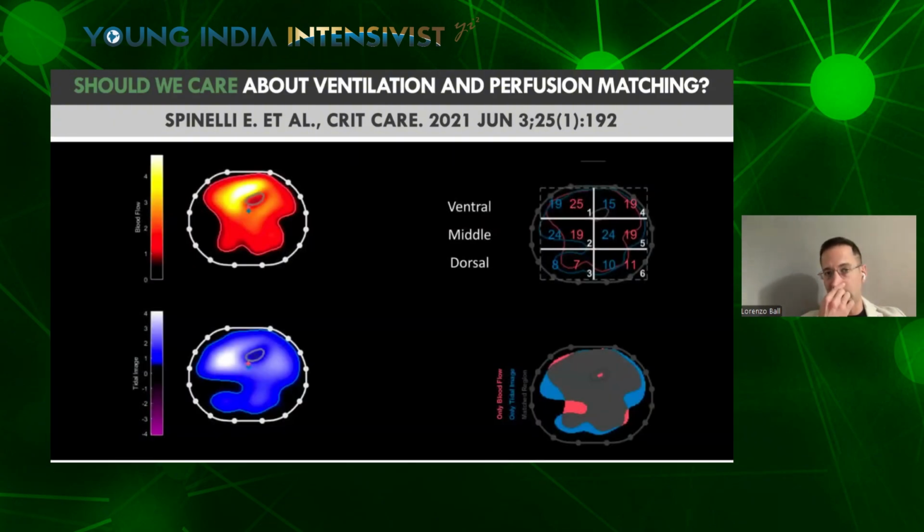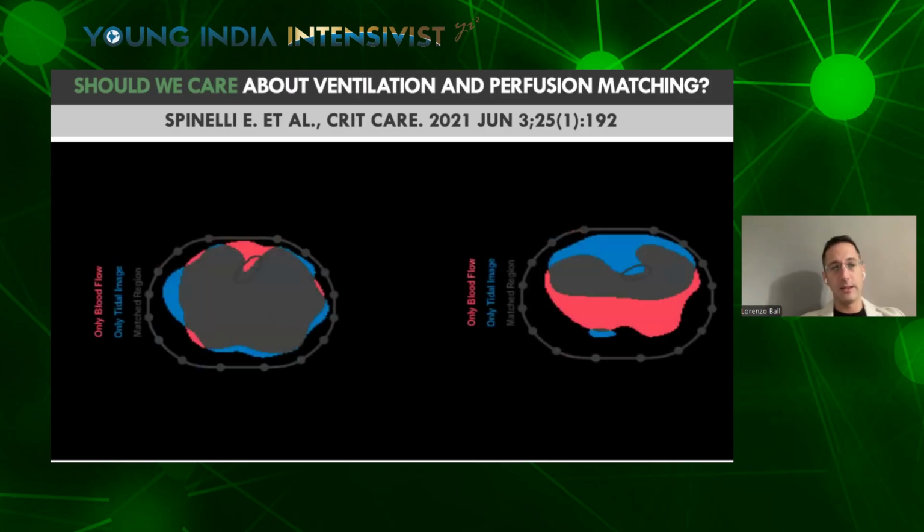This is a study conducted in 2021 by a group in Milan, in which the mismatch of ventilation and perfusion was measured using electrical impedance tomography. This group divided ARDS patients in two groups, the one on the left in which the red map is perfusion, the blue map is ventilation, and the gray area is where both perfusion and ventilation reach the lungs.